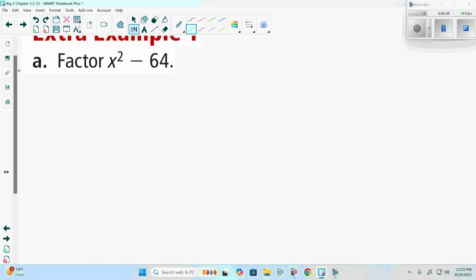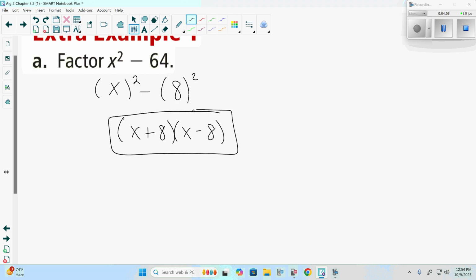x squared minus 64. Well, the x squared would just be x squared, so a is x. What times itself is 64? 8. So a plus b, x plus 8, times a minus b, x minus 8. So x plus 8 times x minus 8. Questions on x squared minus 64.